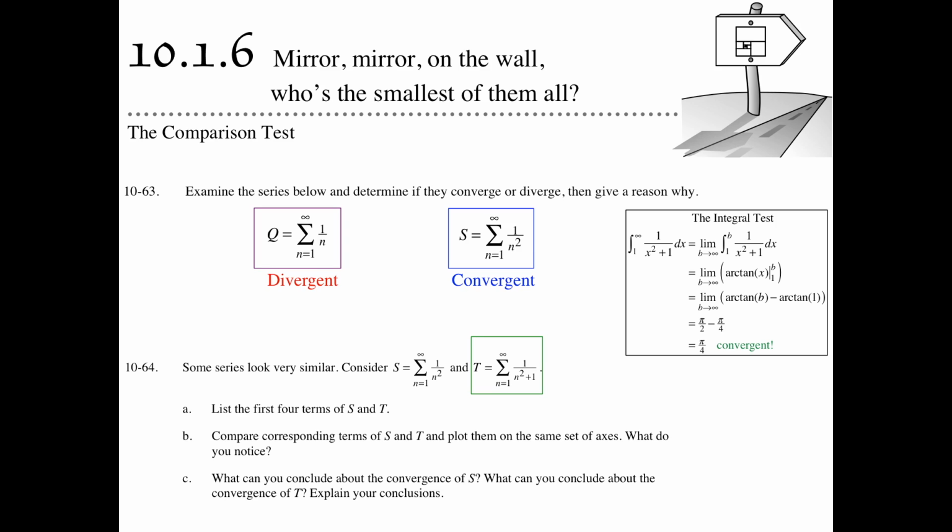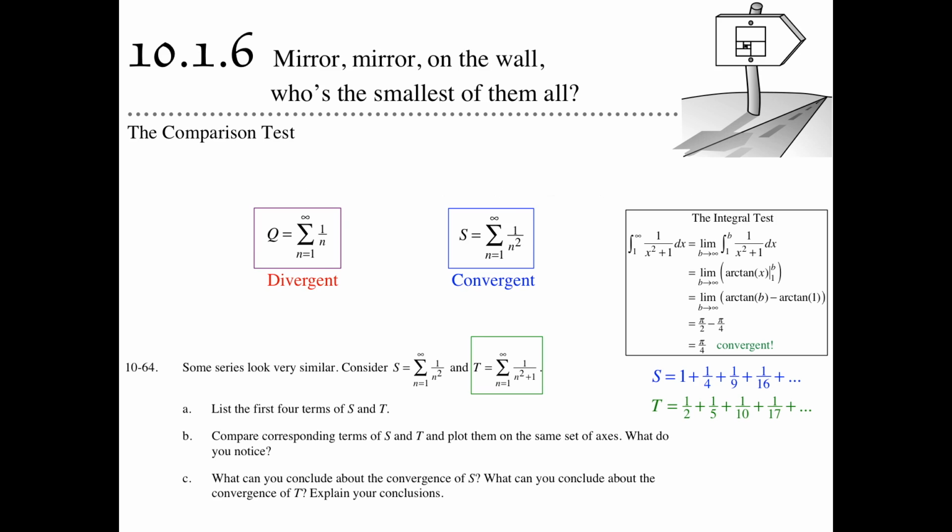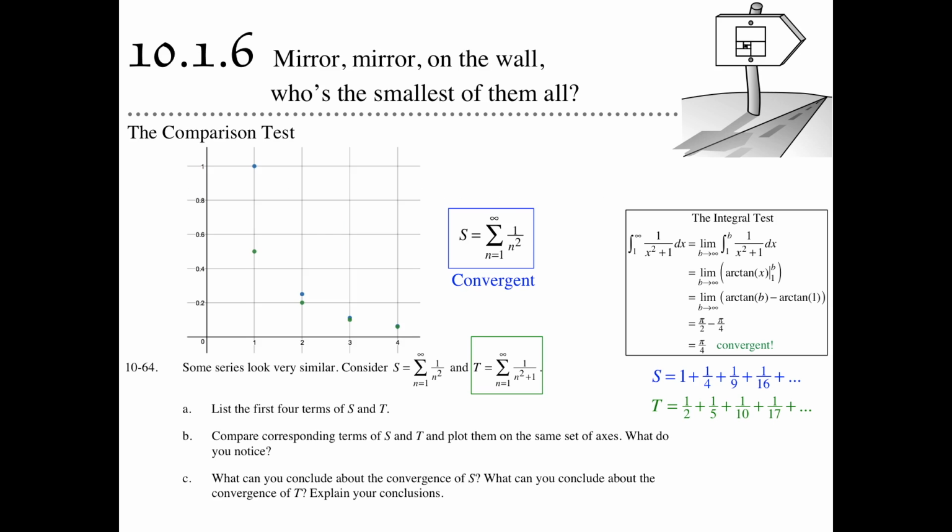So part A has students list the first 4 terms of each series, and then part B has them graph those terms on the same set of axes to reveal that every term of series T is less than every term of series S. So, since we know that series S converges to a finite value, then series T must converge to an even smaller finite value. That is, series T must converge.